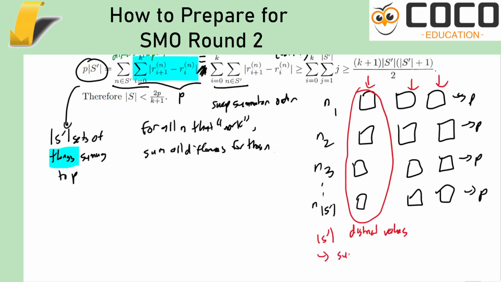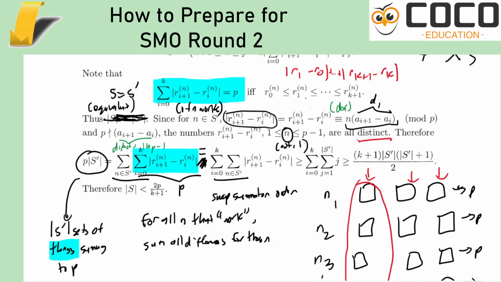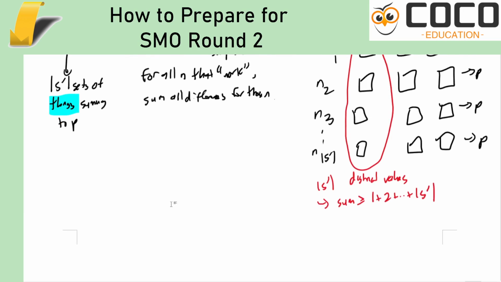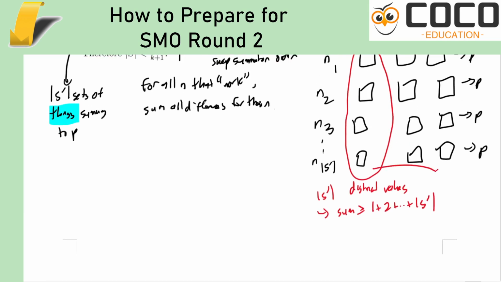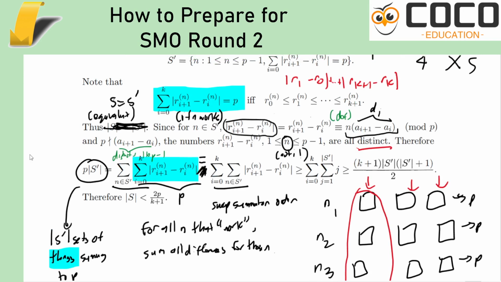And so their sum is at least going to be 1 up to this size of S prime. The number of things here is just the number of columns. Even though I only showed 3 columns, there aren't 3 columns, the number of columns is 0 to k. There are k plus 1 columns. The k plus 1 columns is the differences in here. These are these.